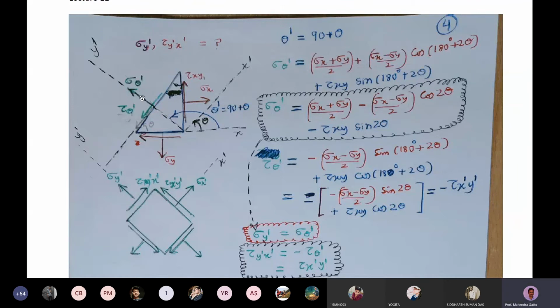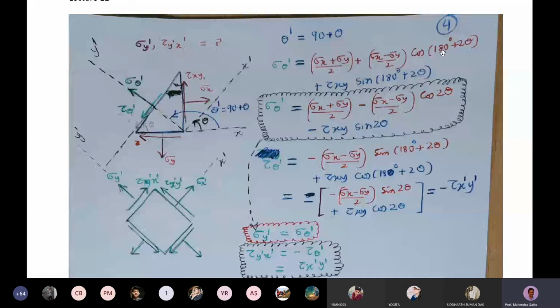So with this simple information, we can get sigma theta prime. So instead of having theta, we will replace it with 90 plus theta. So sigma theta prime will be sigma x plus sigma y by 2 plus sigma x minus sigma y by 2 into cos 2 theta.